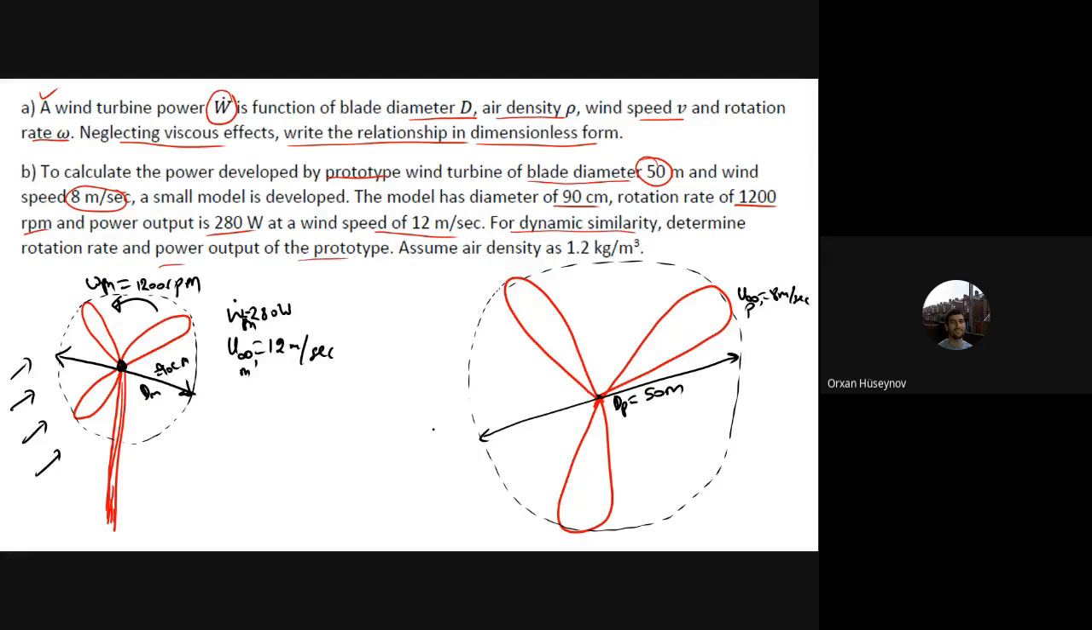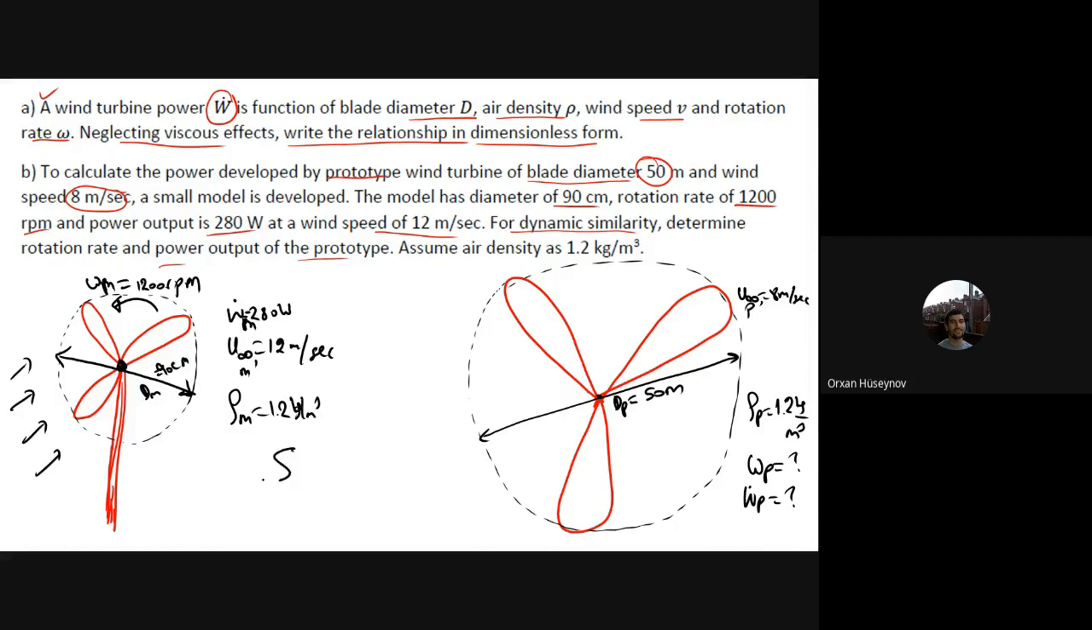And this is the question, and it says that they are similar. Dynamic similarity means that the forces acting on this one are proportional to the forces acting on this one. To get the similarity, you should use the Buckingham pi theorem. The air density is the same for both: rho model is 1.2 kilograms per meter cubed, and rho prototype is again 1.2 kilograms per meter cubed. These are the values that are given. But the question says to find the rotation rate of the prototype, which is the real one. This one is unknown, and the power of the prototype is also unknown. These values should be determined from the model values.